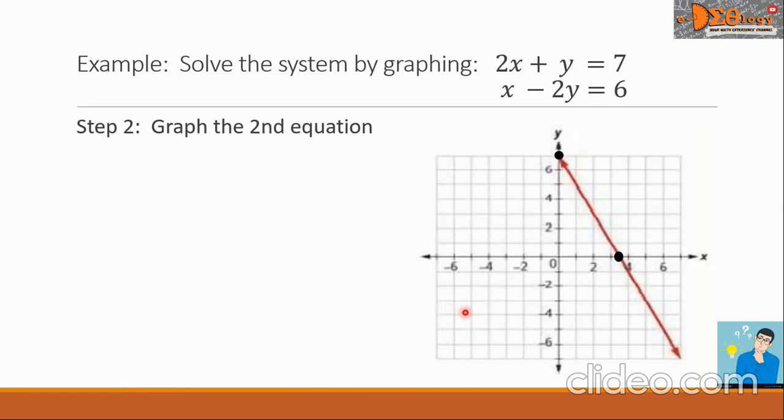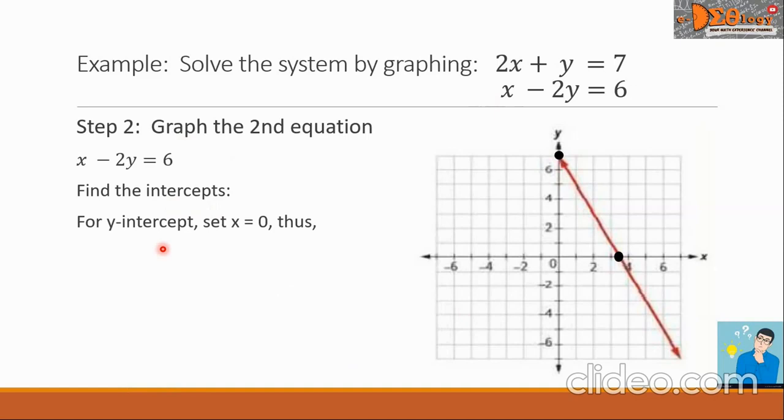Now let's go to step 2, and that is to graph the second equation. Let us copy the second equation here, and then let us find the intercepts. For y-intercept, we set x equals 0. Thus, this equation x minus 2y equals 6 now becomes 0 minus 2y equals 6. We can ignore the 0 here, so we have this negative 2y equals 6.